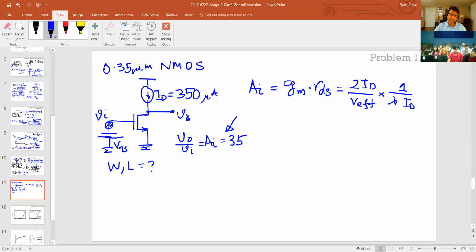And I won't use ID sat here. As I said, I can approximate with ID just to make it simpler. So ID cancels, and basically it's 2 over lambda V effective, right? And this should be equal to 35.